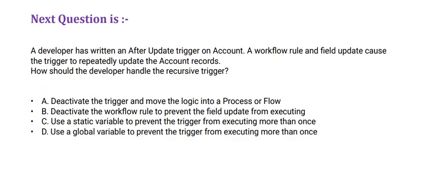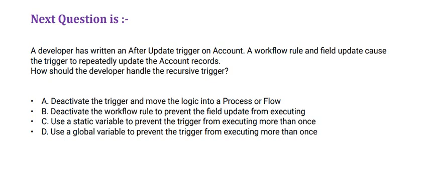Next question is, a developer has written an after update trigger on account. A workflow rule and field update cause the trigger to repeatedly update the account records. How should the developer handle the recursive trigger?